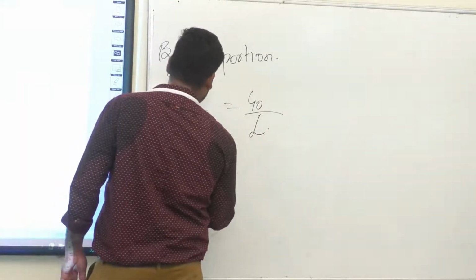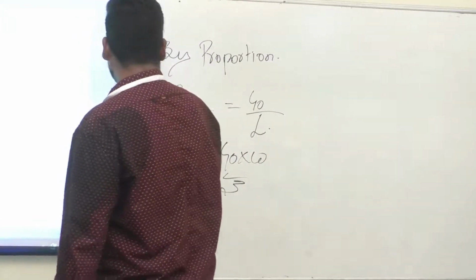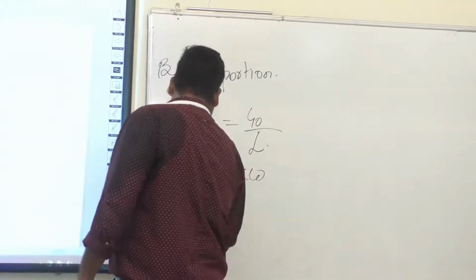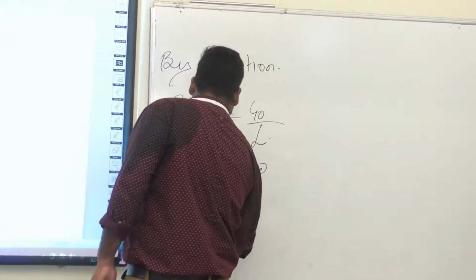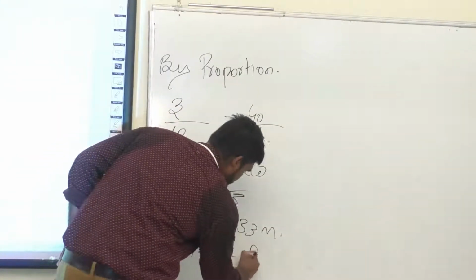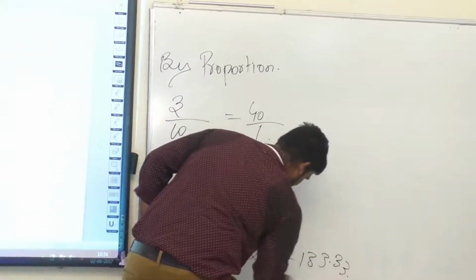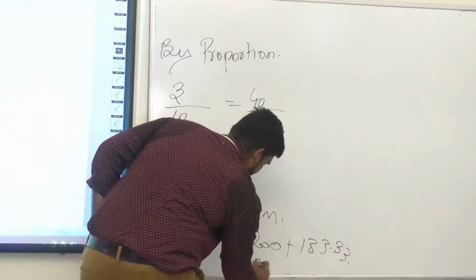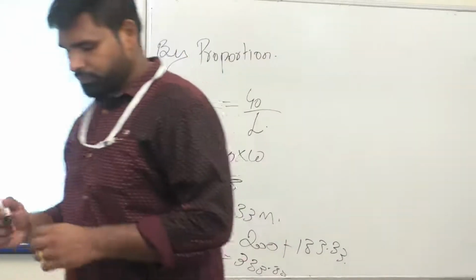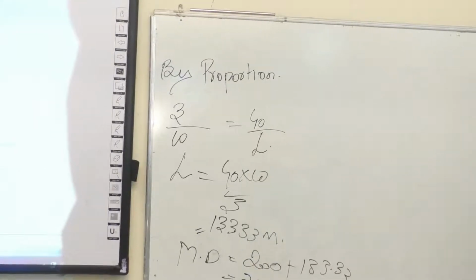So L equals what? 40 into 10 by 3. If you solve this, you will get your answer, which is 133.33 meters. So what is MD now? MD equals 200 plus 133.33 meters, which is 333.33 meters. Okay, so now we have found TVD and MD at the end of it.